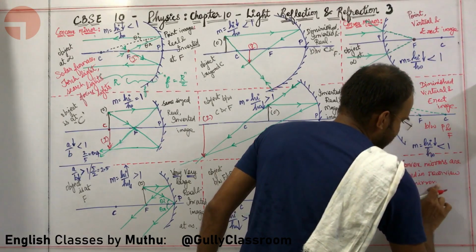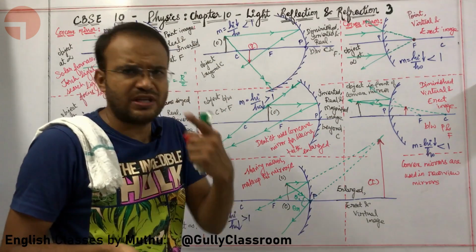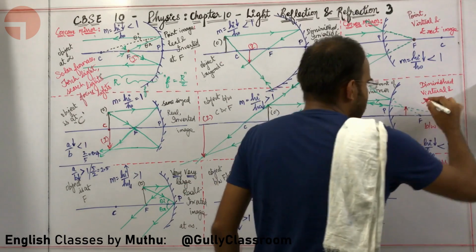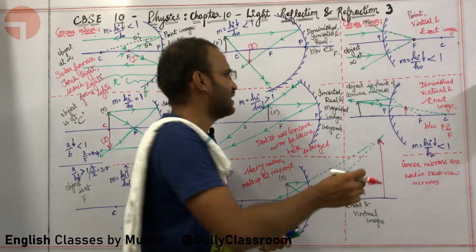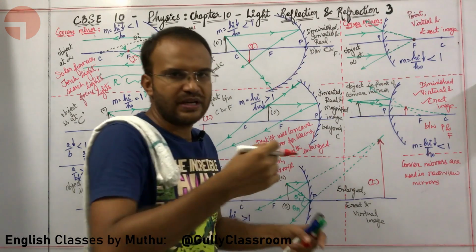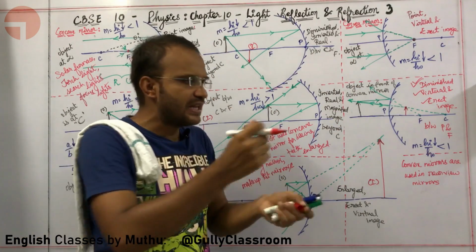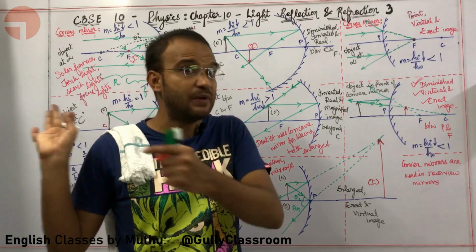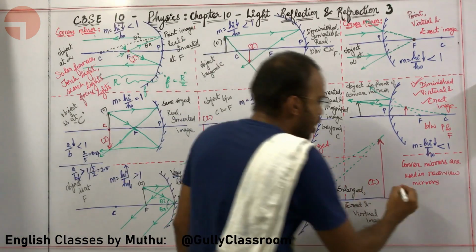When something is coming behind you, you need to be able to see the entire thing. So you need to have an erect image, because if it is inverted, it will frustrate you. Also you need to have a virtual image, and it needs to be diminished. Why does the image in a rear view mirror need to be diminished? You need to see the entire scenario which is happening behind you. In order for that, you need to have a diminished image.